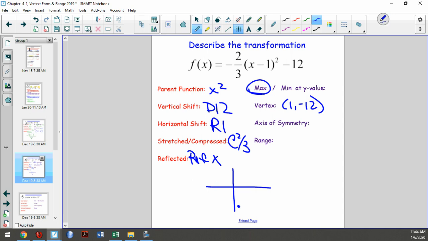And we know that there's a maximum there because it's reflected, so that means that thing is opening down. And where do I have a maximum value at? At the y value, -12.